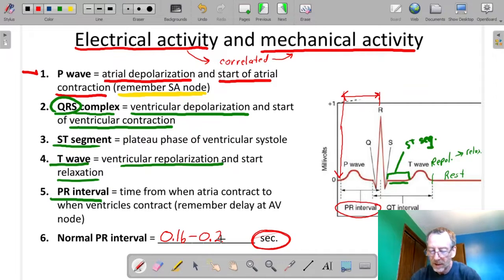And if you would like to do that, let's just do it for review, because I am going to ask you to do unit conversion problems of this type. So let's go ahead and do that. Let's convert 0.16 seconds to milliseconds.